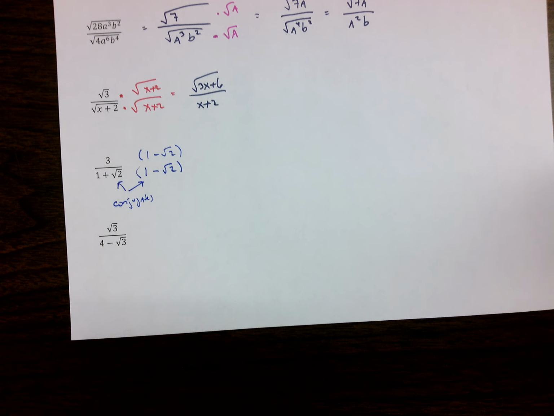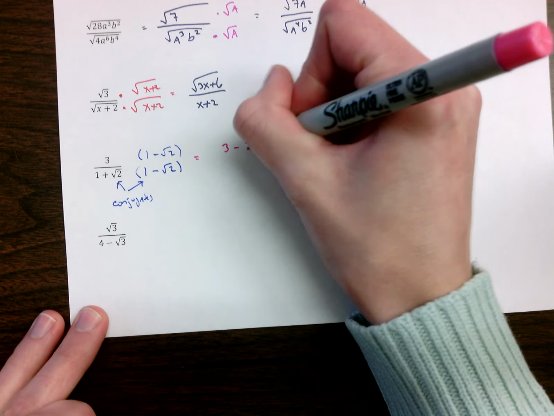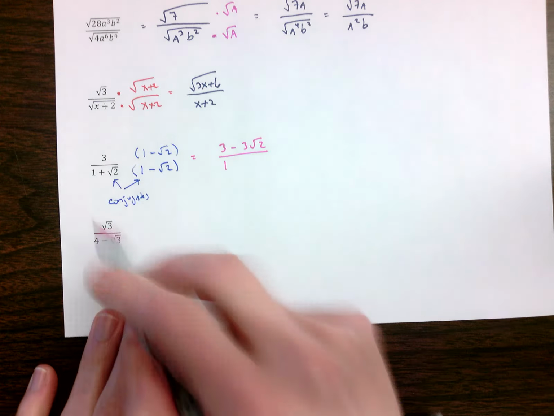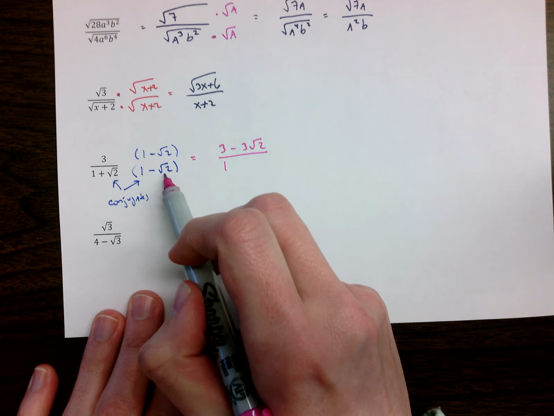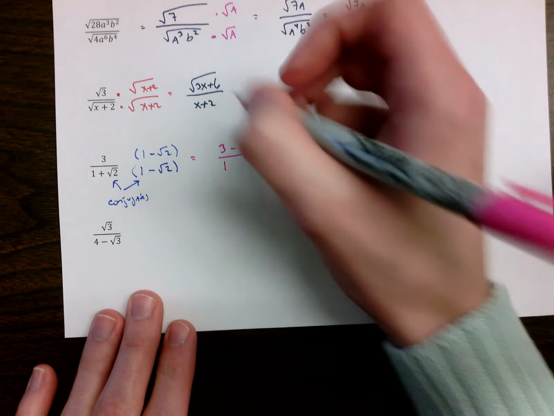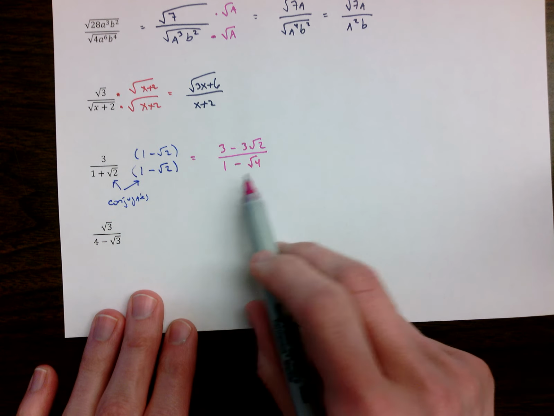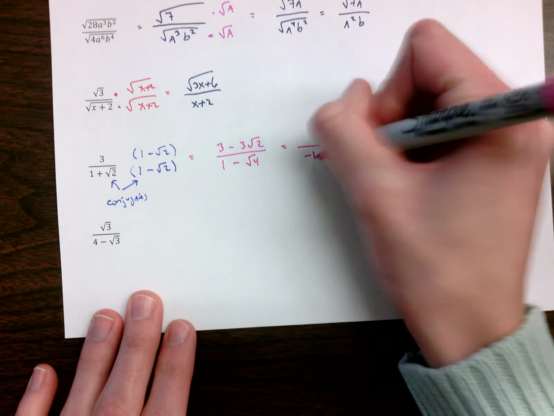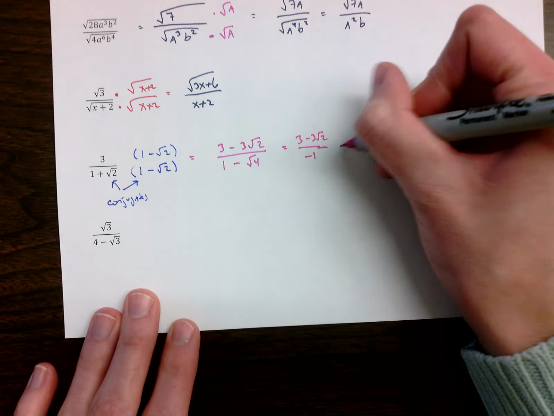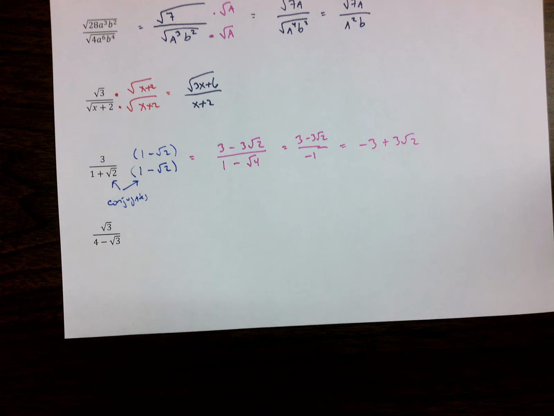Okay, so when I do that, the top part gets a distributive property. It's going to be 3 minus 3 root 2. And then on the bottom, I know I'm going to get 1 times 1 is 1. Then I'll have the 1 times negative root 2, and then the 1 times positive root 2 that'll cancel each other out. And then it's going to be minus the square root of 4. So square root of 4 is 2. 1 minus 2 is negative 1. And then we can simplify that just by dividing everything by a negative. That's going to be negative 3 plus 3 root 2. And there we go.